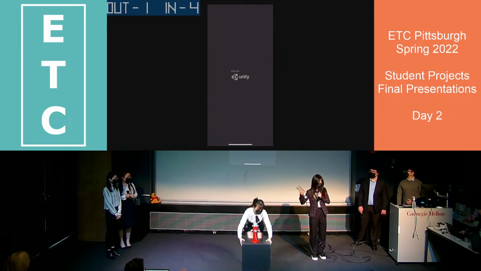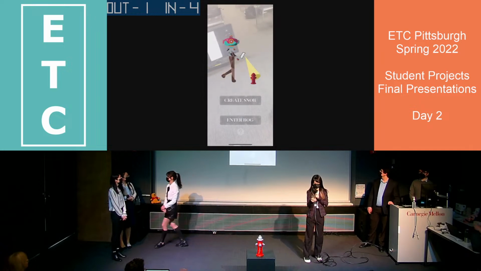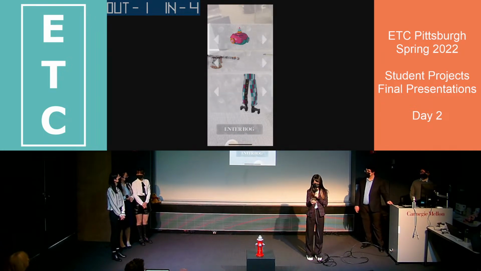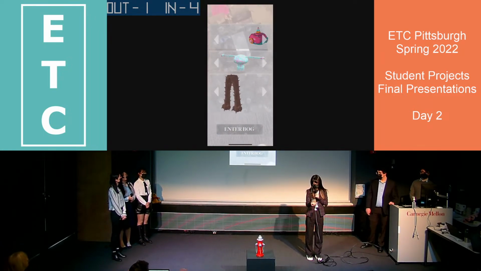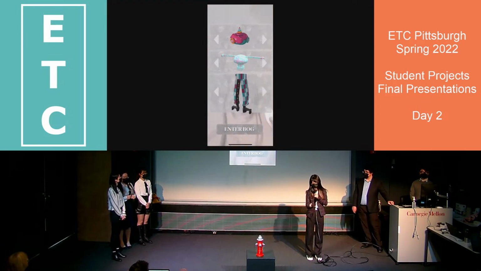So I first open the app, and I get to create my own Snob. There are 3 combinations for each body part. And for this presentation, I think I'll be using this combination.